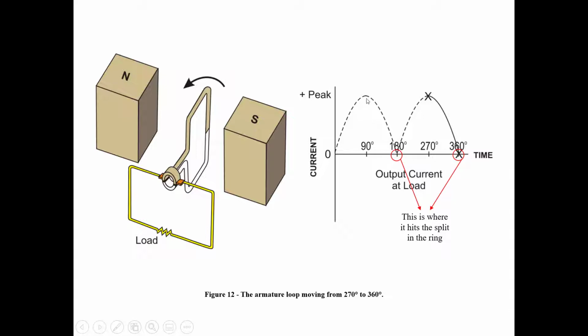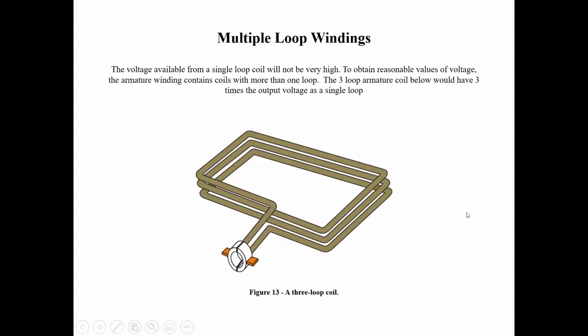We still get the peak voltage induced at 90 and 270. Again, the current just stays the same direction. So that's the big difference between slip rings, AC, and split rings, DC. Okay, you're gonna have to make sure you know that.